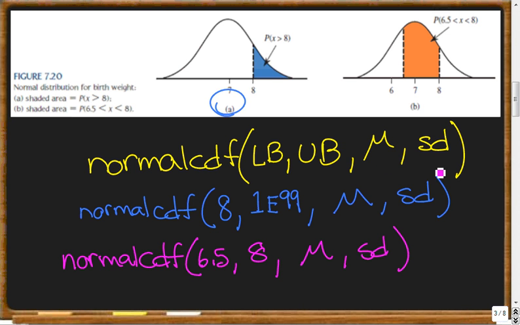So your mean and standard deviation are key, and you just need to figure out what your lower and upper bounds are given what type of problem it is. And so, for example, just to cover this, this one goes all the way up to infinity. If you were going the opposite direction, down, then your lower bound would be negative 1e99. So just keep that in mind.